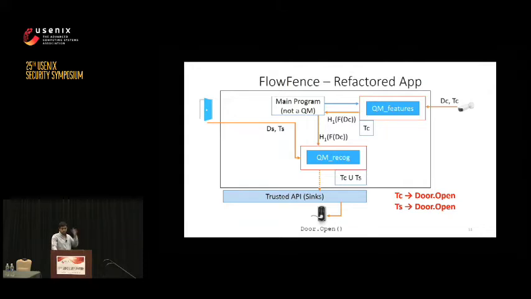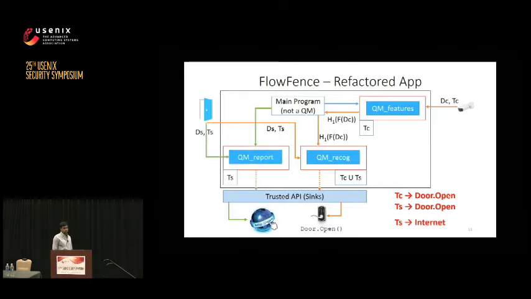So the flow policy basically says that the camera data and the door state data can flow to the door actuator. So in this case, this flow will be allowed to go through. Similarly, we have another quarantine module, QM report, that simply reads the status of the door and declassifies that to the internet, and we have a corresponding flow policy that allows this.